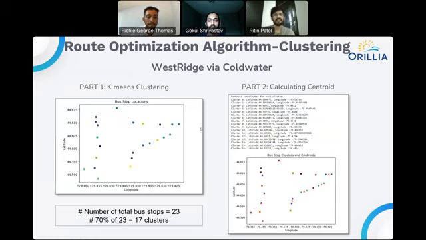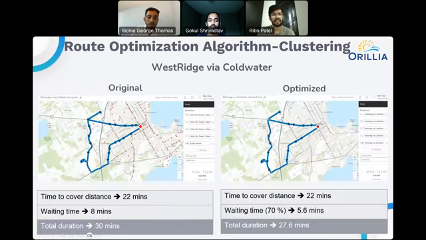Yeah, thank you, Richie. So I'll continue with West Ridgeway Coldwater. You can see the bus stop locations and the clusters for West Ridgeway Coldwater. There were 23 stops, so now only 17 clusters. And then you can see the comparison between original and optimized.